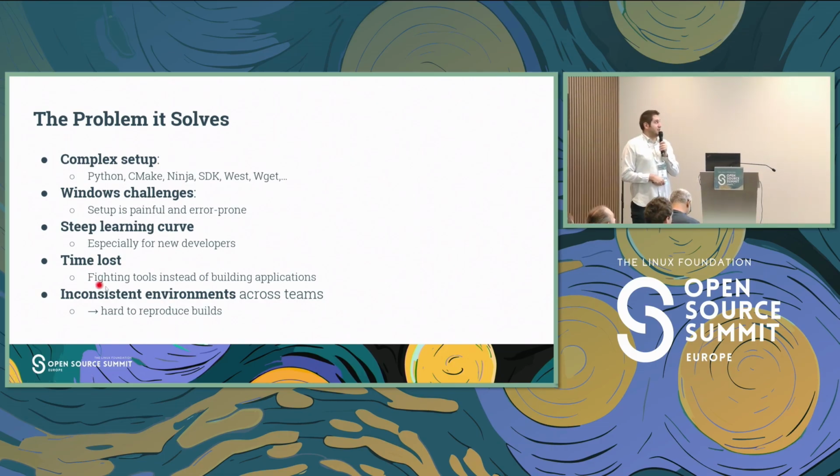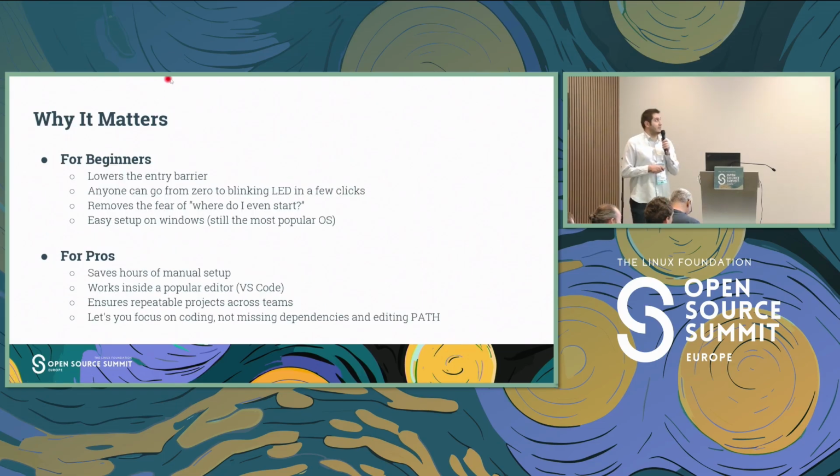And also the time lost fighting the tools instead of building applications. And we have inconsistent environments across teams, and it's really hard to reproduce the same setups. So why does it matter? Because for beginners, it lowers the entry barrier. Anyone can go from 0 to Blinky in a few clicks. And it removes the fear of where do I even start? When you use this extension, it will guide you: we should click here, then here. If you do a wrong click, it will tell you, okay, first you must click the other option.